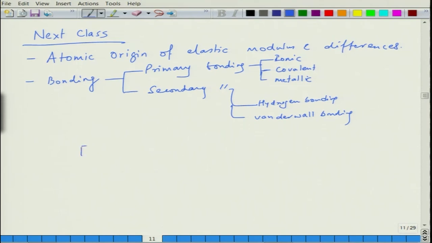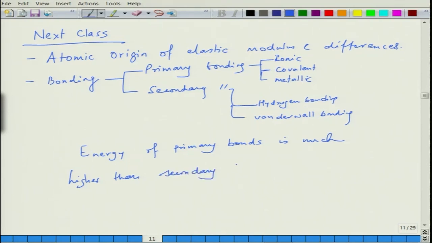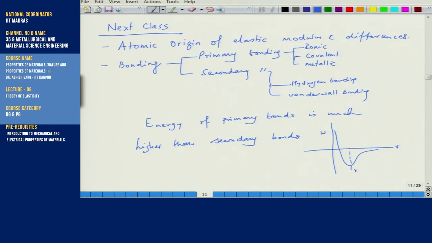In general, the energy of primary bonds is much higher than secondary bonds. So, we know when you plot the potential energy, the potential energy goes as something like this, right. So, this is W, this is R, the separation between the atoms, and this is the equilibrium separation, let us say R naught, and the distance of the minimum from zero is essentially E bond.